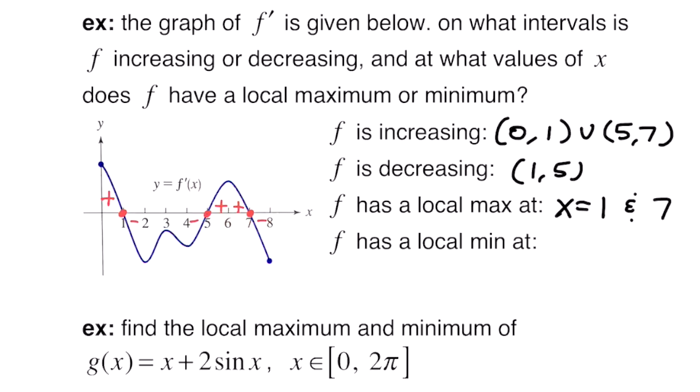Since f prime changes from positive to negative at 1 and 7, we have f has a local max at those values. And finally, f prime changes from negative to positive at 5, therefore f has a local minimum at x equals 5.